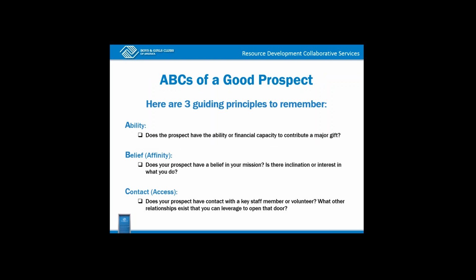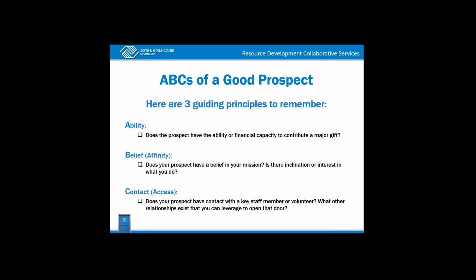There are some guiding principles to consider when looking for a good prospect, and I call them the ABCs of good prospecting. The first one is ability. Does my prospect have the ability to make a financial contribution to my organization? What is their financial capacity? Belief or affinity. Do they have a belief in what I do? Is there an inclination or interest in the organization's mission? And then contact or access.